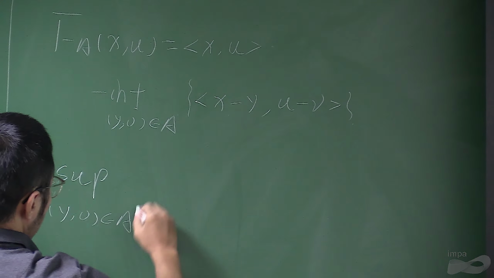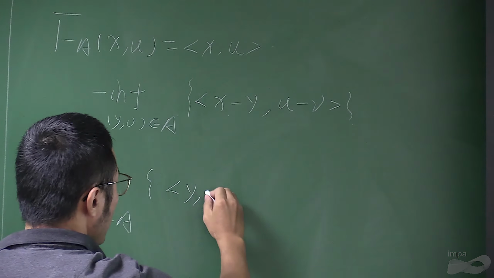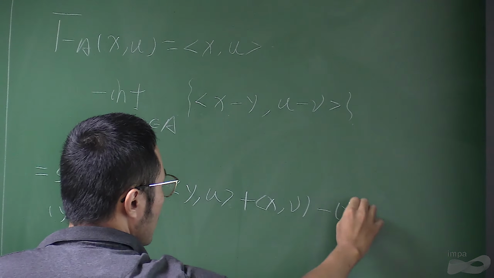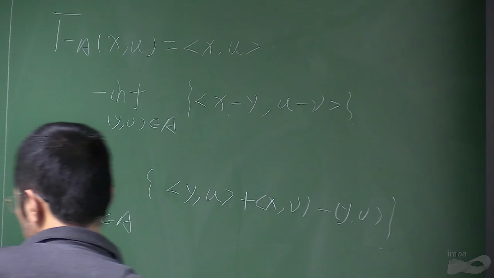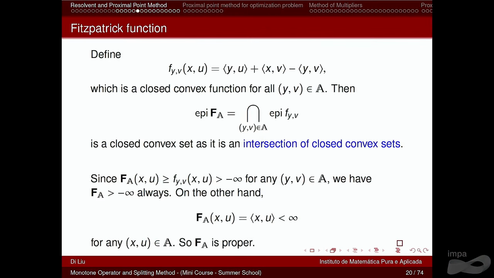YV belongs to A, and the inner product of Y, u plus xv minus yv. Okay, it's different. So, since this function, small f yv, is closed and convex for any y belongs to A, because it's just the sum of this kind of linear, the sum of inner product. So it's a function. It's closed.